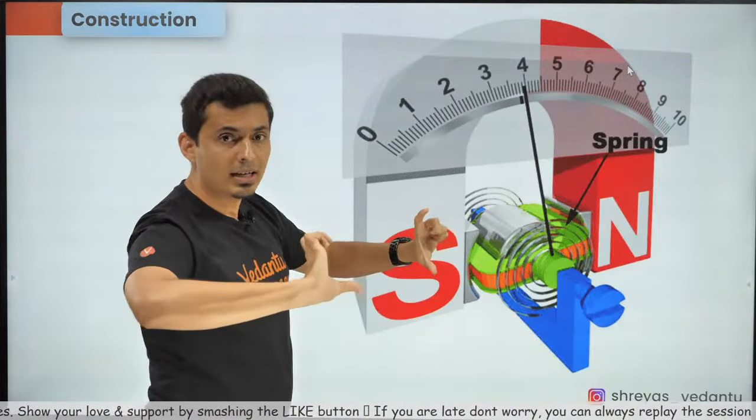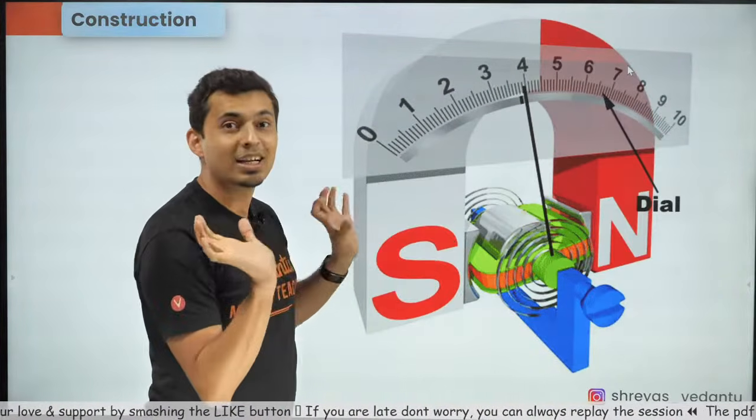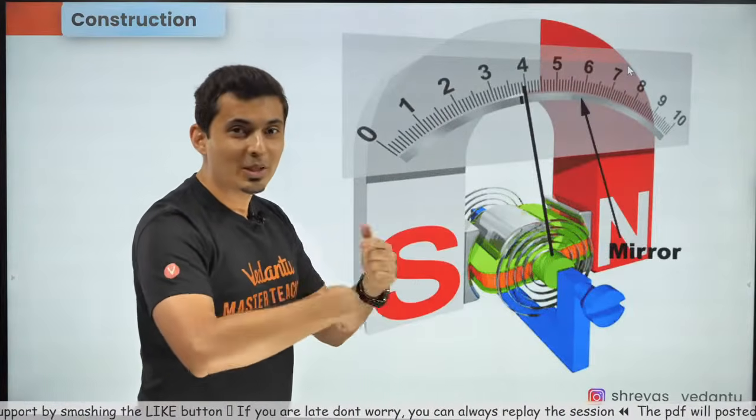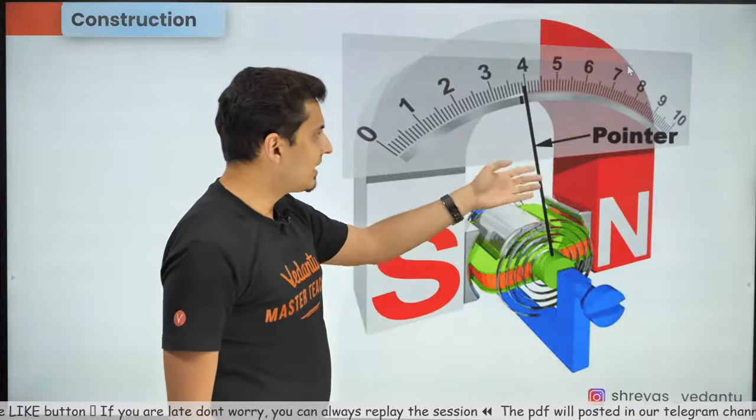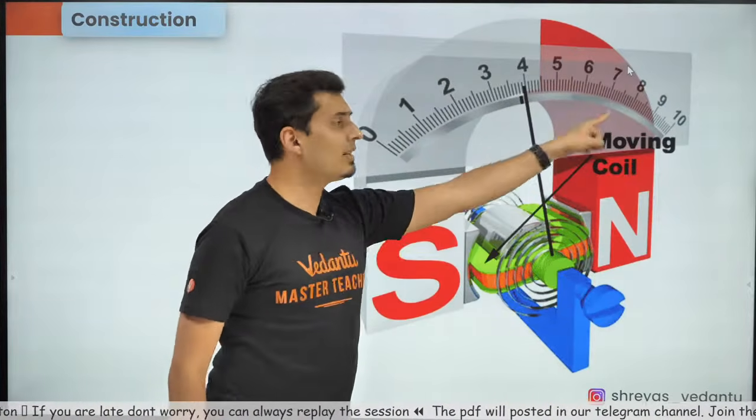But when there is no current, you will see the spring will pull it back. It is like a restoring torque. So it provides a restoring torque to bring it back. Okay, and then you have these magnets, you have this pointer, and you also have the mirror.